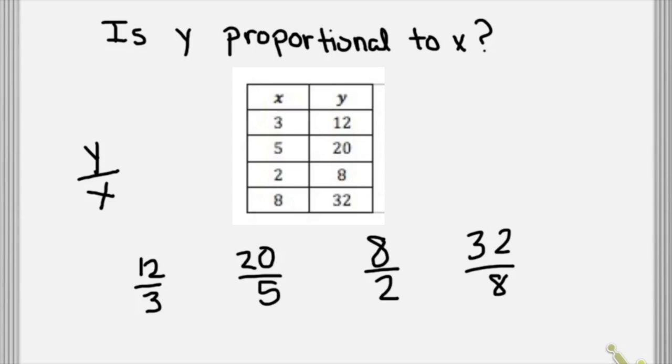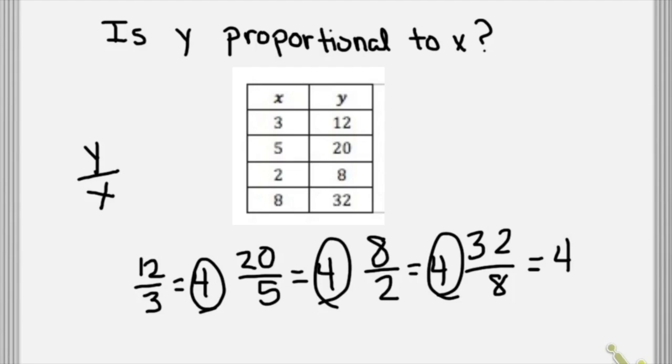So 12 over 3 equals 4. 20 over 5 equals 4. 8 over 2 equals 4. And 32 over 8 equals 4. I see that every single one of them equals 4, and so I have a constant. And so is y proportional to x? Yes, it is.